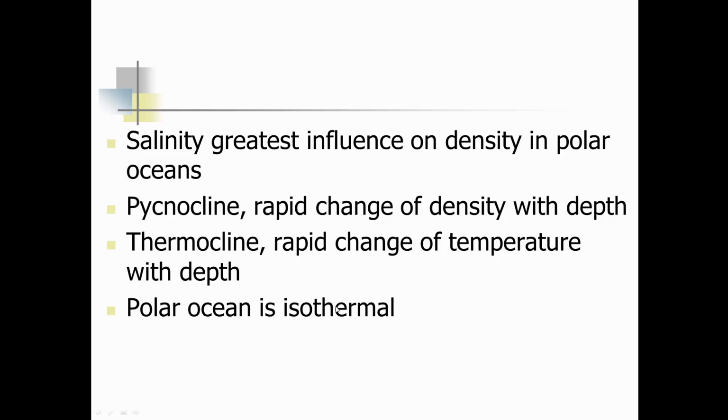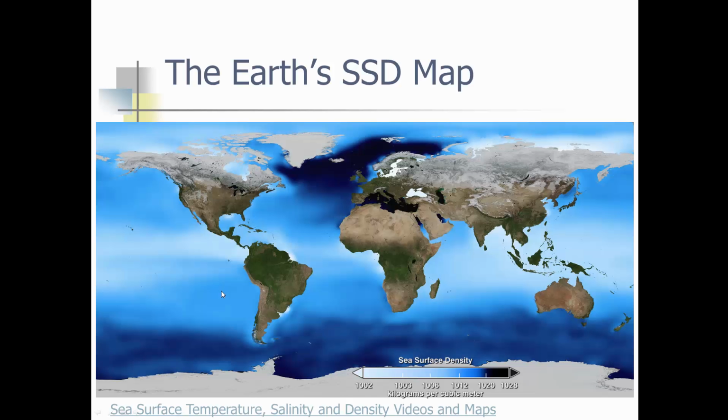Polar oceans are what are called isothermal because it's cold at the surface and it's also 4 degrees down at the bottom, and there's a very small temperature change. If you're in the tropics, it's maybe very warm at the surface, and I think I can actually show that to you.